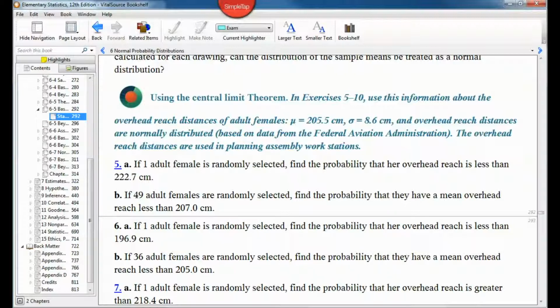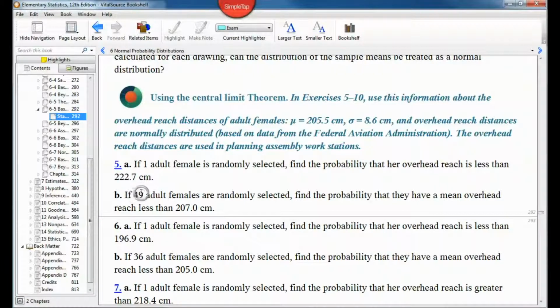So far, we've only been able to figure out a probability of, say, one person or one object. With the central limit theorem, we're able to figure out the probability of, say, like this problem right here, 36 adult females or 49 adult females. Now, if you notice, a lot of your problems do 1, and then they do, like this one does, 49. So when you do 1, you work it out just like you did from 6.3.